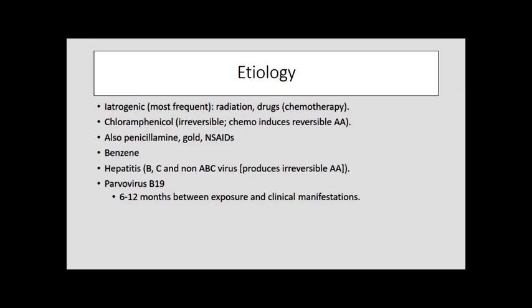Benzene, okay, it's a chemical compound. Those who work in the chemical industry and are exposed to these compounds are at risk, not only of aplastic anemia, but also of infertility and different types of cancers. Hepatitis B, C, and D will produce irreversible aplastic anemia. Parvovirus produces aplastic anemia between 6 to 12 months after the clinical manifestations.